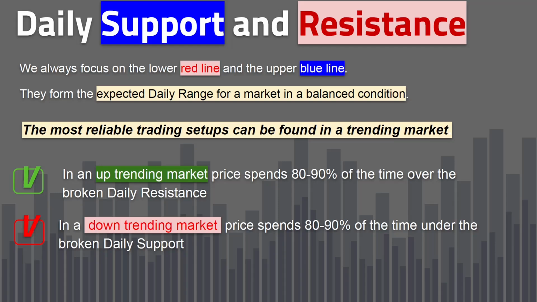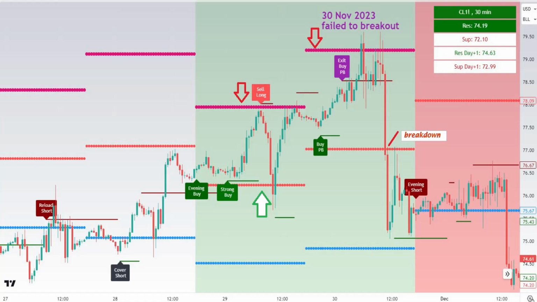And to start trending up, price needs to get over the daily resistance, and when price breaks under the daily support, it starts to trend down. Let's look at that case. It's crude oil 30-minute chart, and it's November-December 2023.